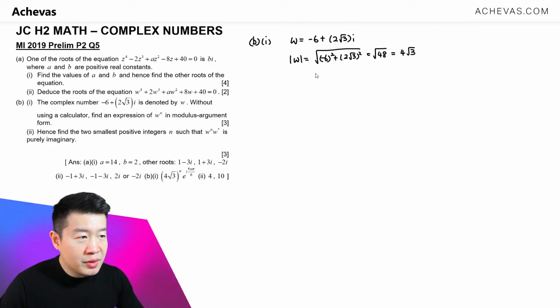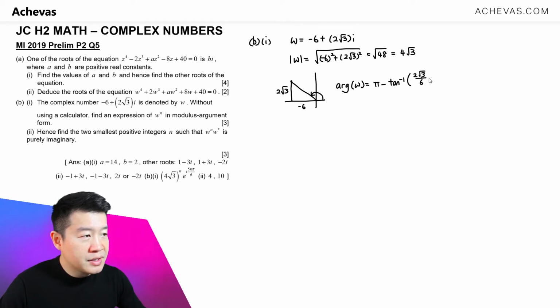And as for the argument, let's first do a quick sketch of the representation of this complex number on an Argand diagram. It is going to be represented by this point. If I were to draw the basic triangle, here it is going to be minus 6. Here is going to be 2 square root of 3. And the argument is going to be this angle here. So based on what I can visualize on an Argand diagram, the argument of w is going to be equal to pi minus away the basic angle, which is this. And this angle is tangent inverse of 2 square root of 3 over 6.